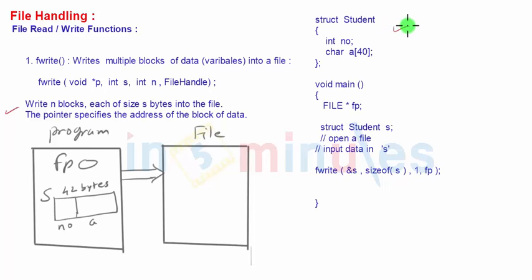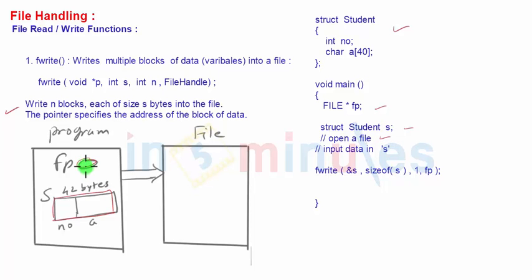Here we have defined a structure student with a number and char array. So it's a roll number and name, suppose. The size of the structure will be obviously 40 bytes plus 2 bytes, that is 42 bytes of memory. Then we have a file handle created in our program. Then we defined a structure variable s that holds number and name, that is no and a. It is total 42 bytes of memory.